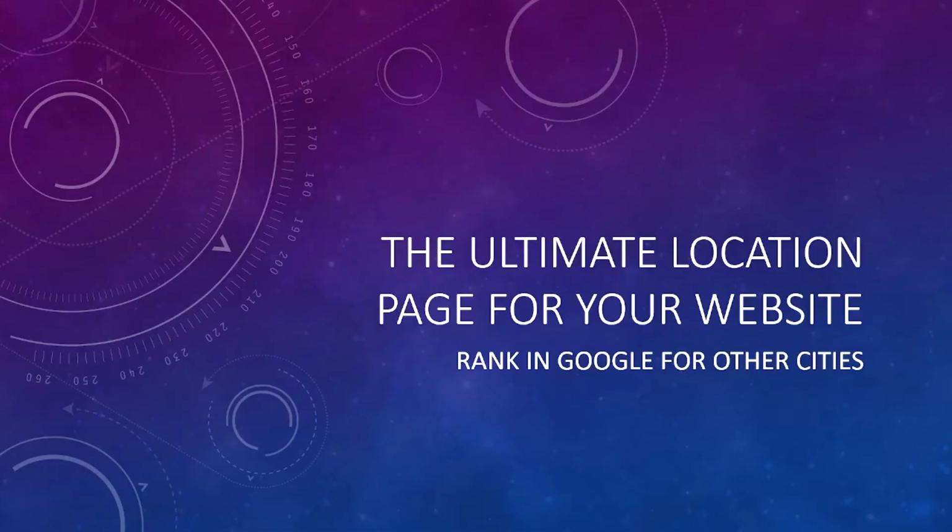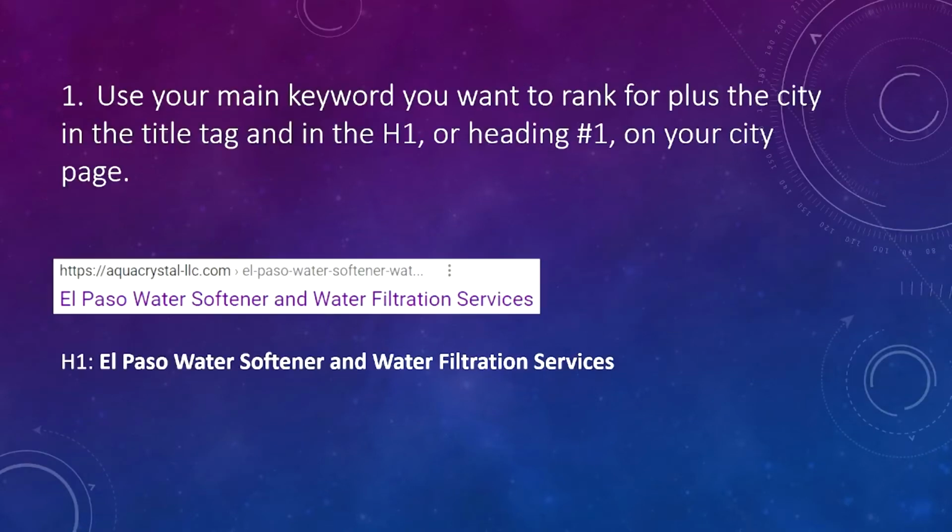If you want to rank for other locations like nearby cities, you need to create landing pages for each of those locations. So here's how you can do it. All right, number one, use your main keyword you want to rank for, plus the city in the title tag and in the H1, or the heading number one, on your city page that you're creating. So here's an example at the top here. This is for our client that I'm working on.